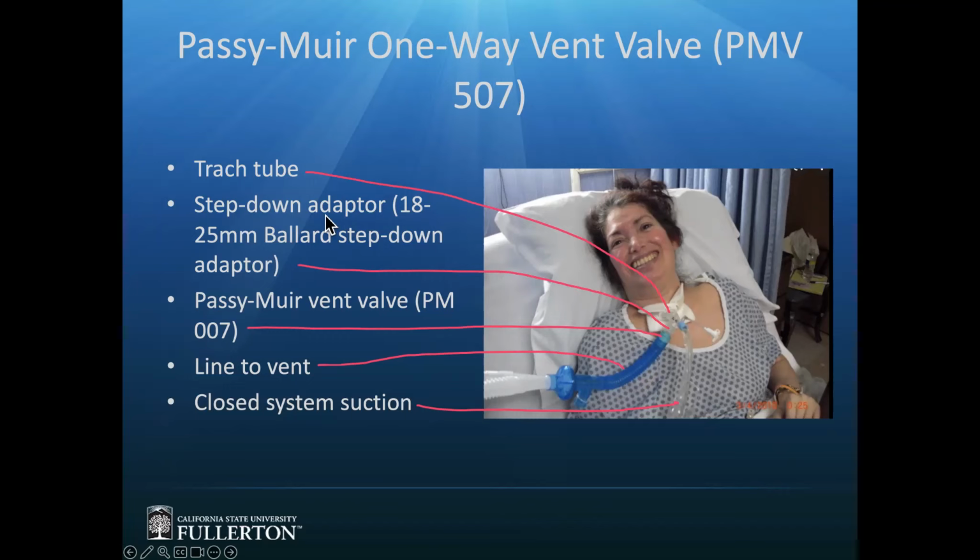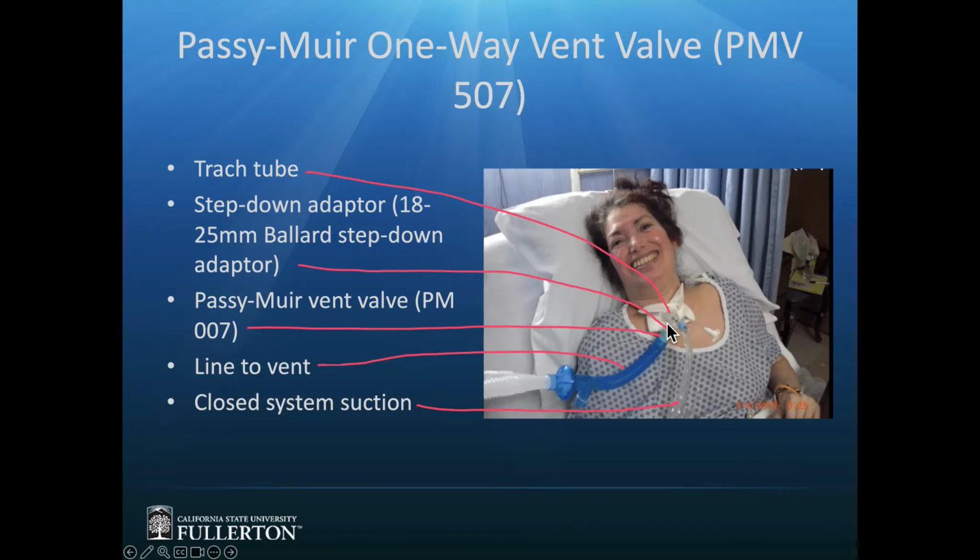And then in here is this thing called a step-down adapter, which is simply to make the two parts attach. That's all. It fits. It's got 18 millimeters on one side and 25 millimeters on the other side. Makes it so the whole thing fits together. Here's our line to the vent. Here's our closed suction system.